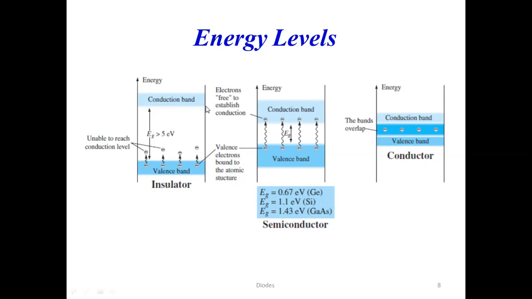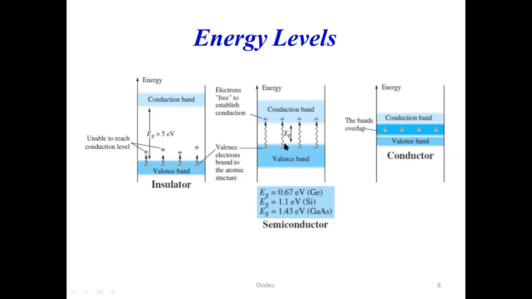Whereas in the case of an insulator, even though you apply some energy, even though you bias this insulator, the electrons which are present in the valence band will not be able to go into the conduction band because of the very, very huge energy gap. And whereas if you consider semiconductor materials, then there is a moderate energy gap between valence band and conduction band.